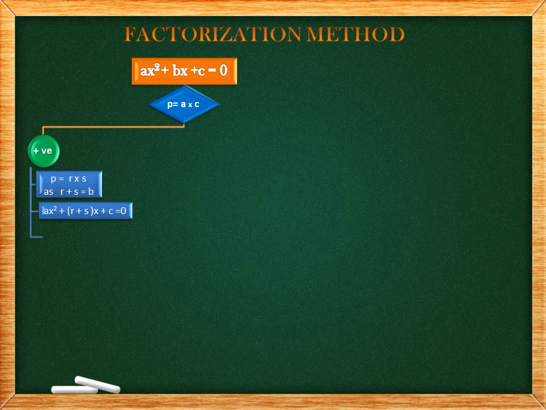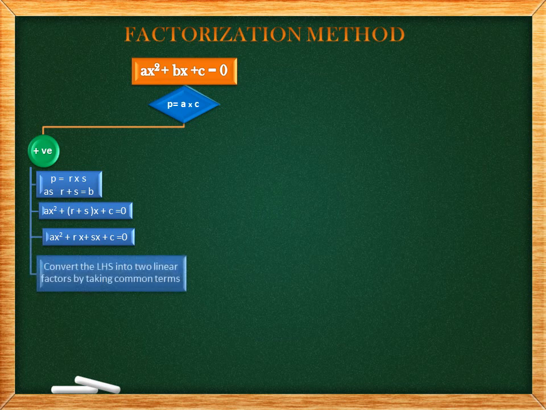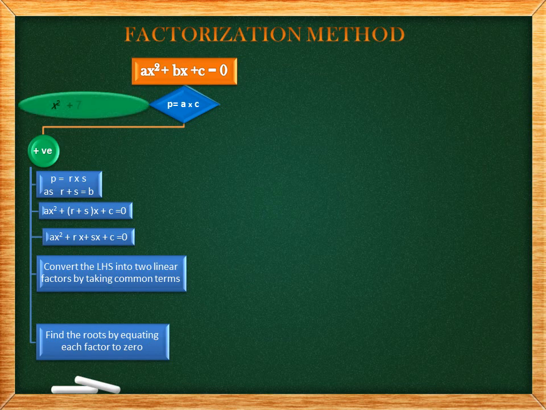In the next step we will open the bracket and the equation will become ax square plus rx plus sx plus c is equal to 0. Then we will convert the left hand side into two linear factors by taking common terms together, and after that we will equate each factor to 0 one by one. Okay, now let's see this method with the help of an equation.